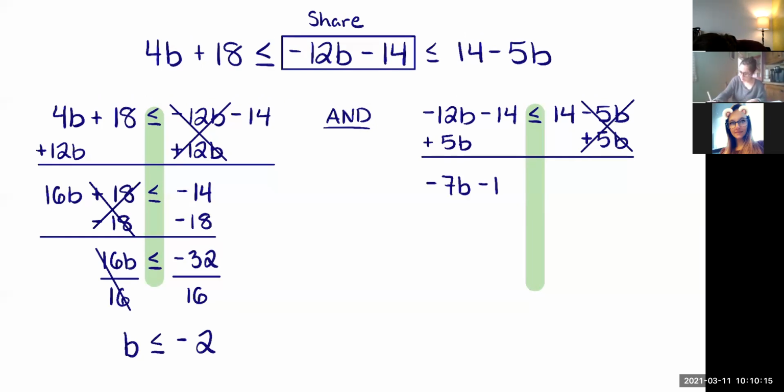Bring down the negative 14, bring down the less than or equal to symbol, bring down the positive 14. Now I need to get the variable by itself. What am I going to move next? The negative 14's got to go. So I'll do the opposite and I will add 14 to both sides.